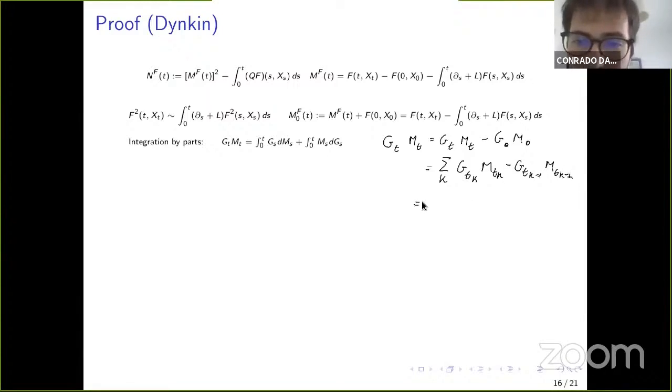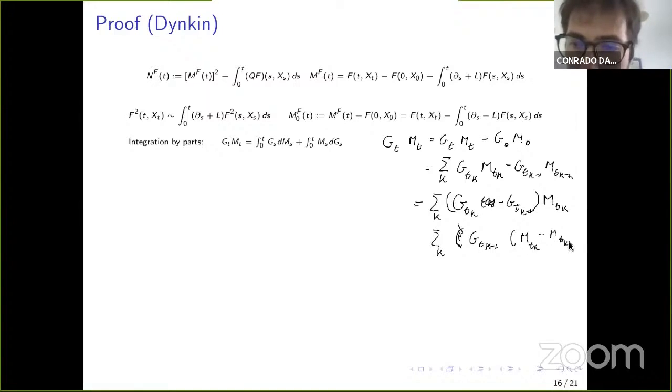And we can write this difference as the sum in k of (G_{t_k} minus G_{t_{k-1}}) times M_{t_k}, plus the sum in k of G_{t_{k-1}} times (M_{t_k} minus M_{t_{k-1}}). The partition is arbitrary, so we can refine it to converge to this formula here. So that's the formula of integration by parts.